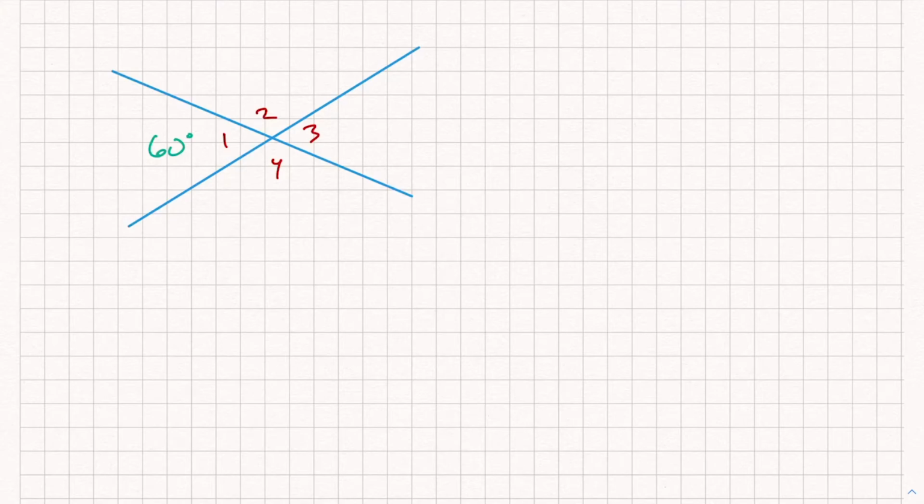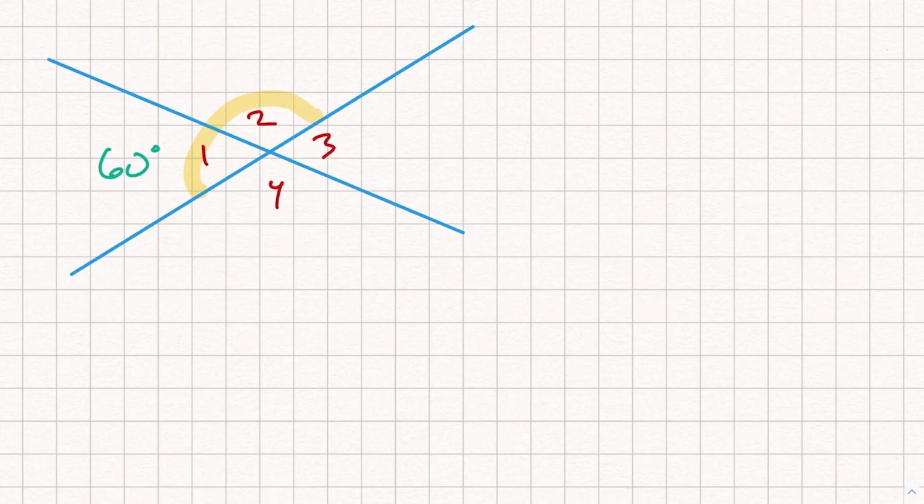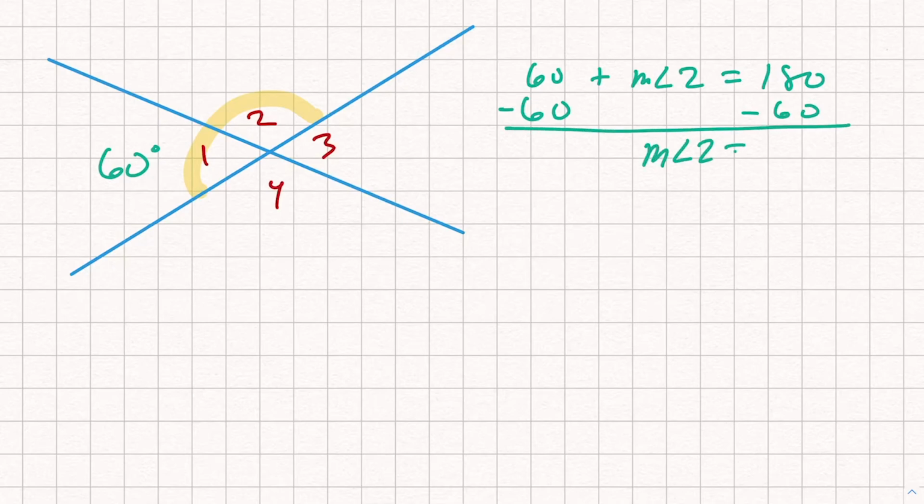One way to kind of show it, not exactly prove it, is I will go with angle 1 and 2. Angle 1 and 2 are called a linear pair because this angle right here and this angle right here equal 180 degrees. So if I say that 60 plus the measure of angle 2 equals 180, that's going to be correct. So if I work that out, I get the measure of angle 2 is equal to 120 degrees.